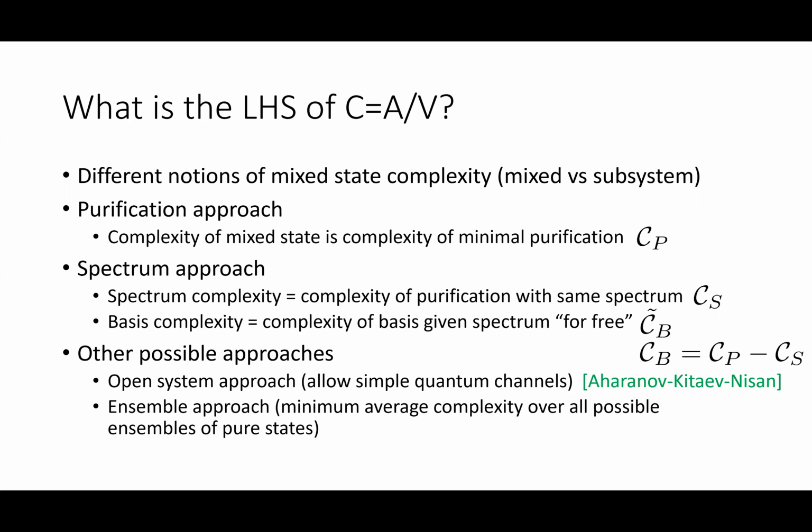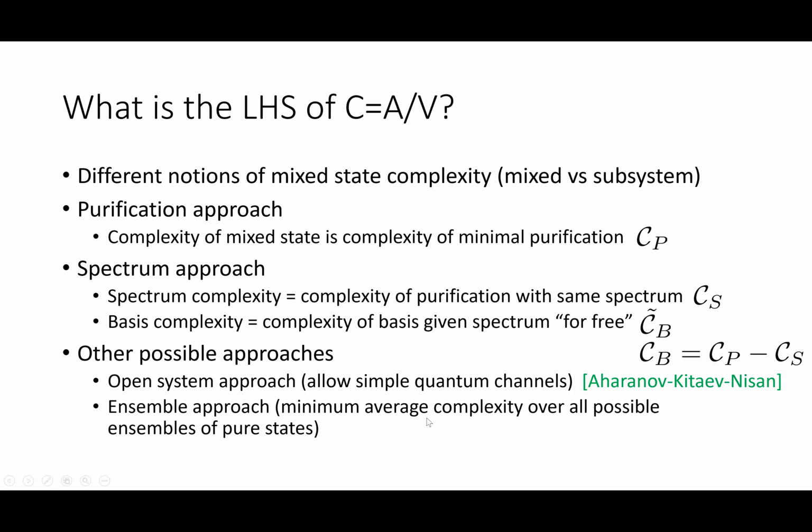And then we have a natural notion of basis complexity, which is the complexity of getting the right basis given that you have the spectrum for free in some sense. There are two different ways of defining this, which I call C_B and C_B tilde. So C_B is very naive. It just says, let's take the purification complexity and subtract the spectrum complexity. So that's roughly how much extra work we need to do to get the basis right. And as I said, that's guaranteed to be non-negative. Now we might also say, let's start from the minimum complexity state with the same spectrum, and then ask how many more unitaries we need to apply to get to the physical state. That I call C_B tilde. And you might guess this is roughly the same as C_B, but it's not clear at this level of generality what the relationship between these two things is.